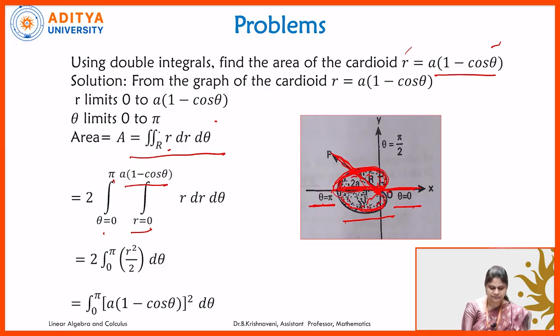So this area will be equal to 2 into the integral theta is equal to 0 to pi, r is equal to 0 to a into 1 minus cos theta, r dr d theta, which is equal to 2 into the integral 0 to pi of r square by 2, with limits from 0 to a into 1 minus cos theta. Substitute the upper limit here, the 2 cancels.